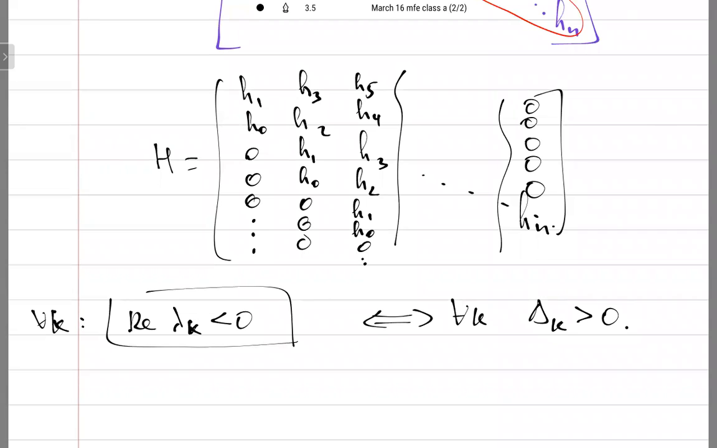So basically, it's a generalization of Viète's theorem. We need all real parts of lambdas to be negative. And that means that all determinants of the Hurwitz matrix should be positive. Why? Basically, it's Viète's theorem. If you need both roots of a quadratic equation to be negative, then you want both coefficients in Viète's theorem to be positive.